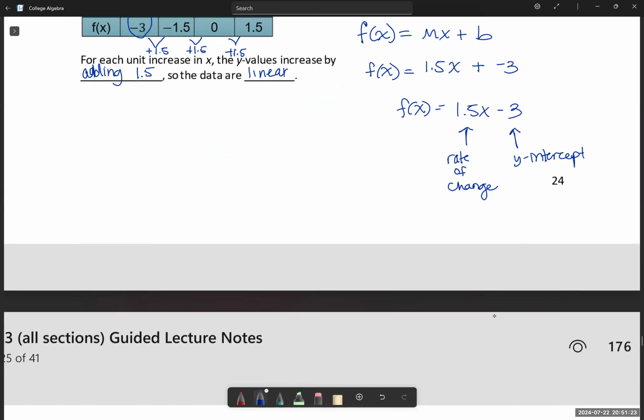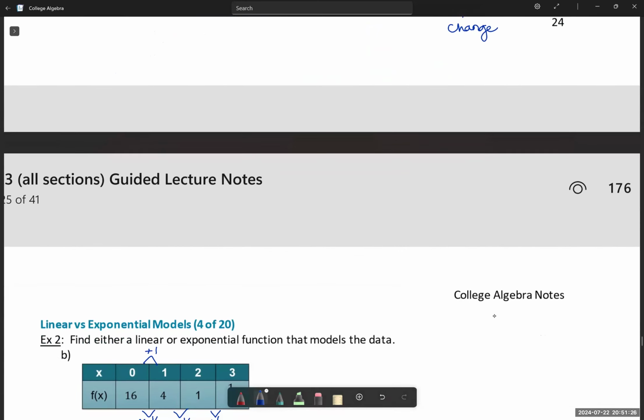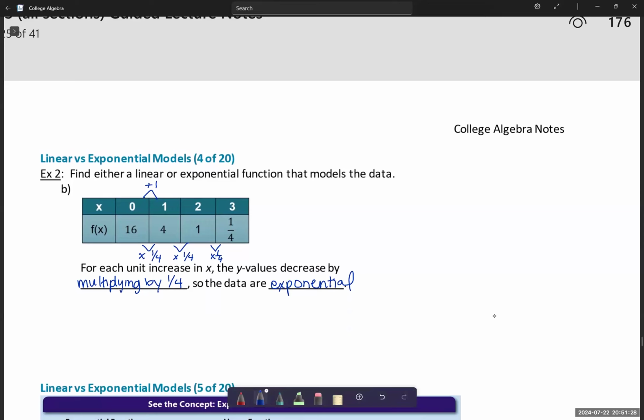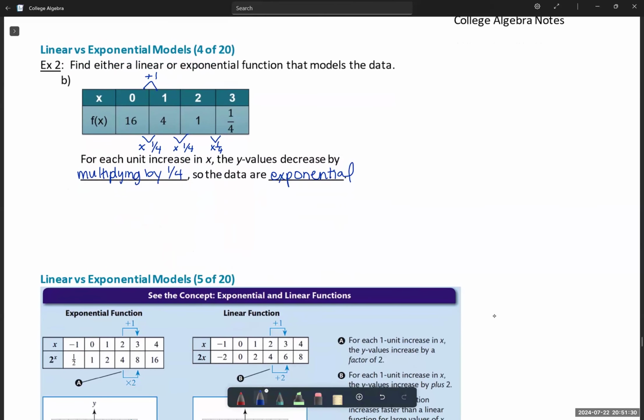And for the exponential, you'll see a similar situation happening here. The formula in this case is f of x equals c times a to the x. The c is going to be the initial value, the y-intercept, and that's 16 here.